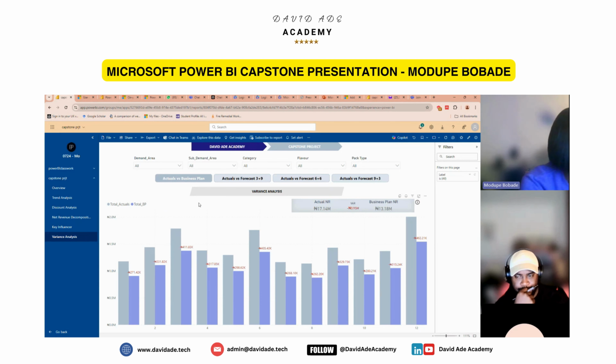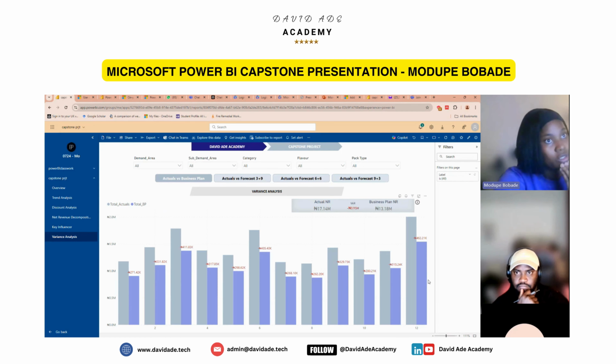3.95 million. And from this table, we could see that the month with the highest variance is the 12th month, as we've seen over all the other reports. The 12th month has minus 462 naira 21 kobo as the variance.